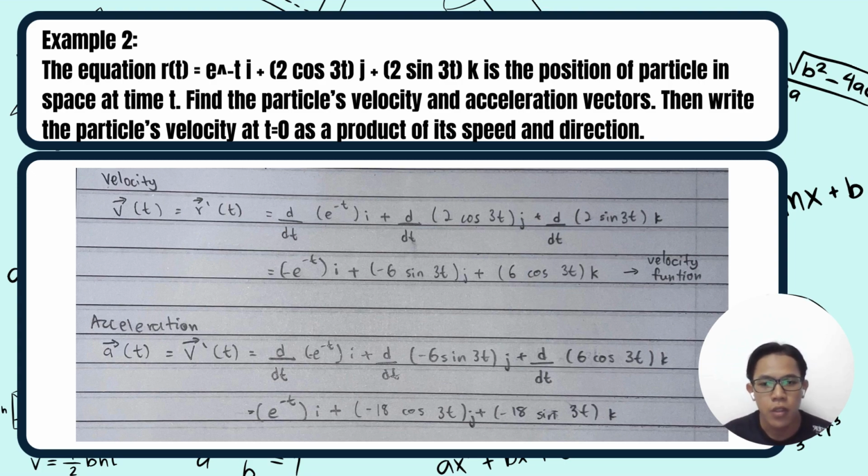This is the velocity function. For the acceleration, a of t is equal to v prime of t. We take the derivative of the velocity equation, and the answer we get is e to the power of negative t i plus negative 18 cos 3t j plus negative 18 sin 3t k.